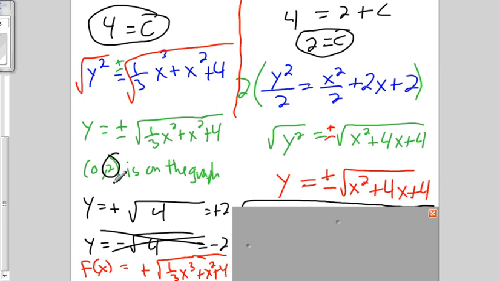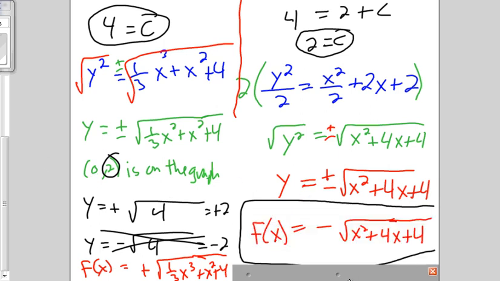And once again, I've got to check. I knew my original point was x was 1 and y was negative 3. So when I put 1 in, that's 1 plus 4 plus 4, which is 9. And when I take the square root of 9, that's 3. And only the negative value would work. So that's my particular solution.